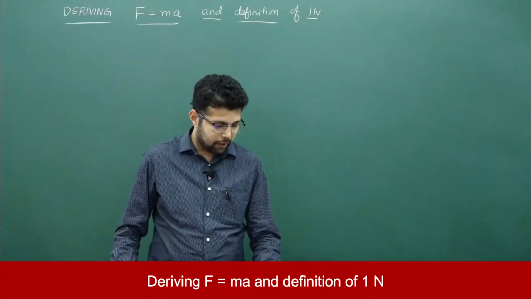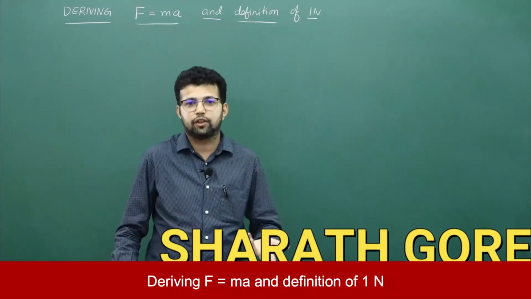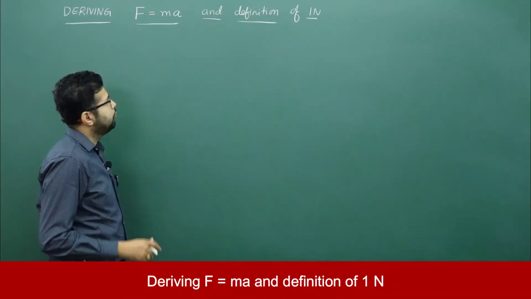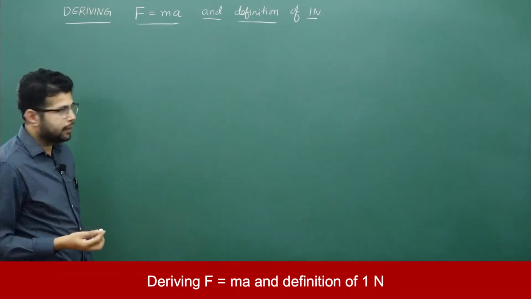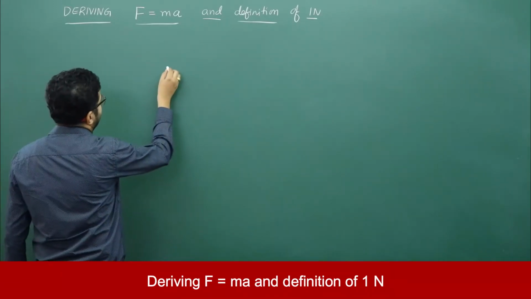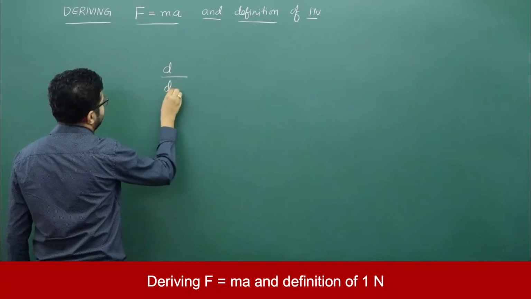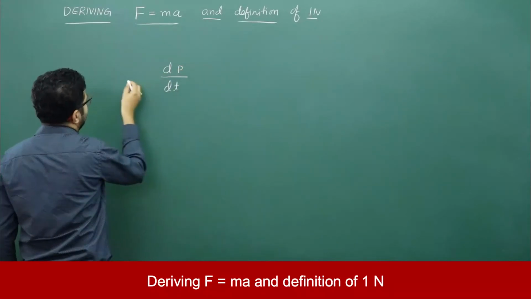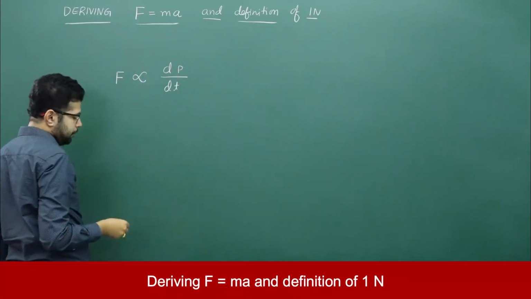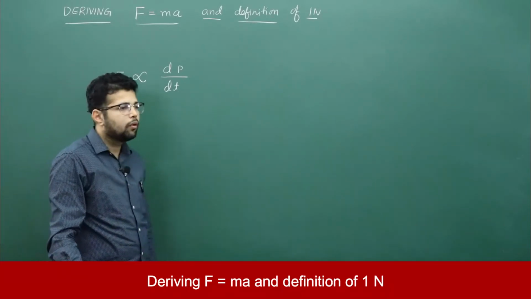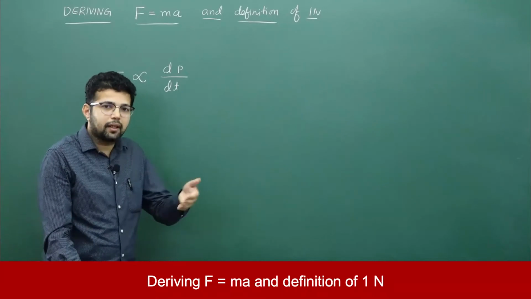Students, in this session we will see how to derive the equation F is equal to m into a, and we will try to define 1 Newton. According to Newton's second law, the rate of change of momentum is directly proportional to force. I will write it like this: F is directly proportional to dp by dt, and the change in momentum takes place in the direction of force applied.